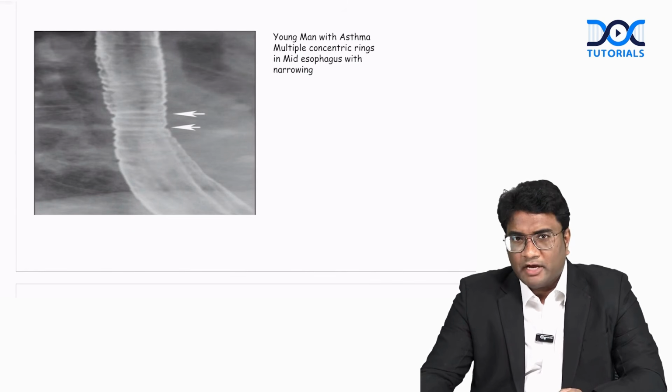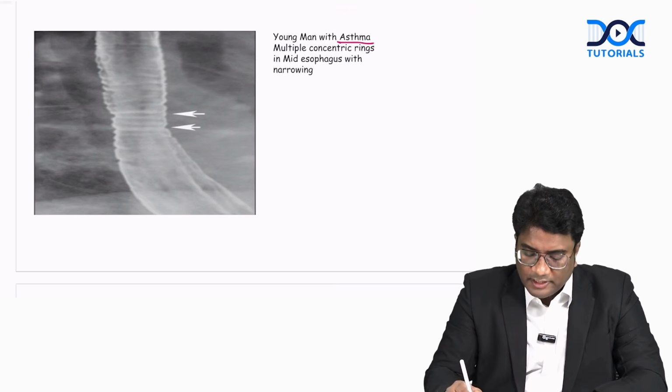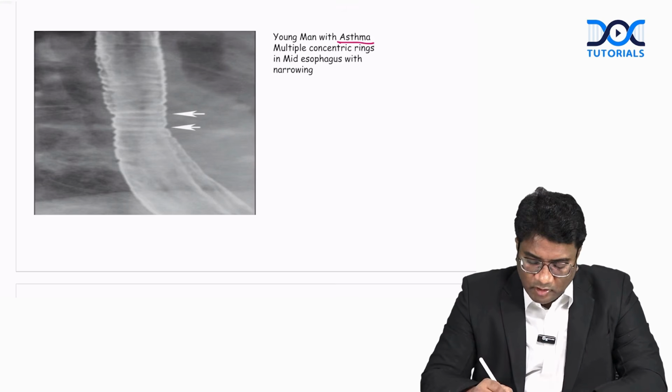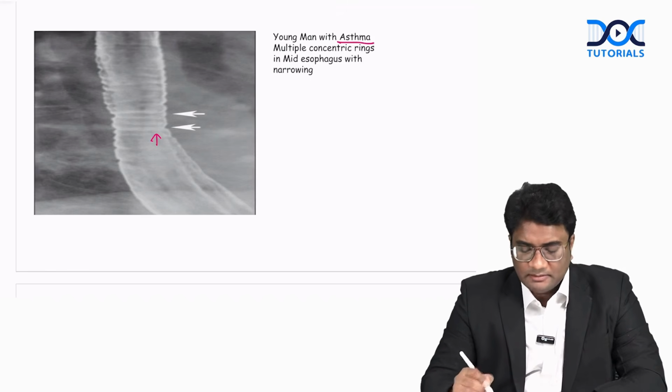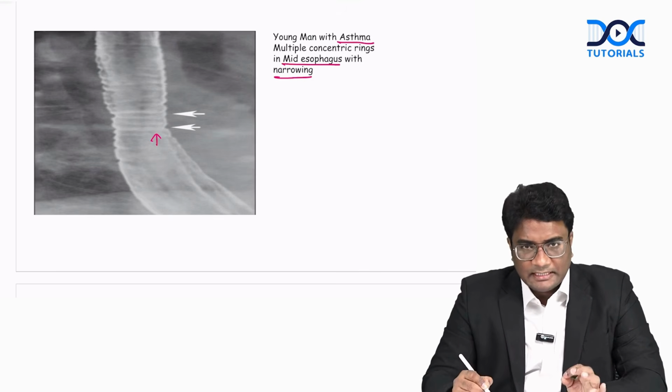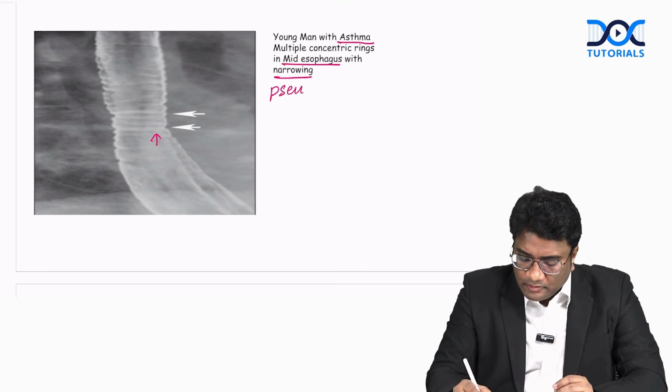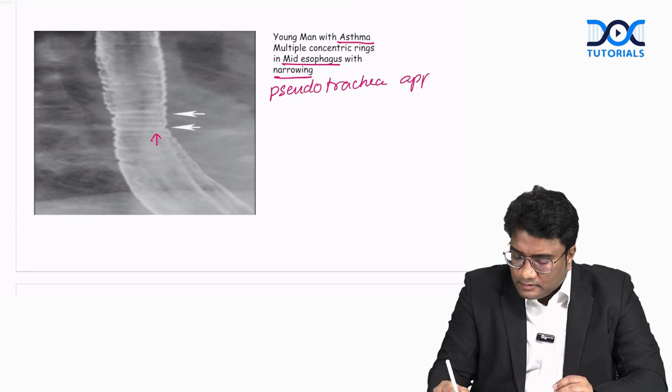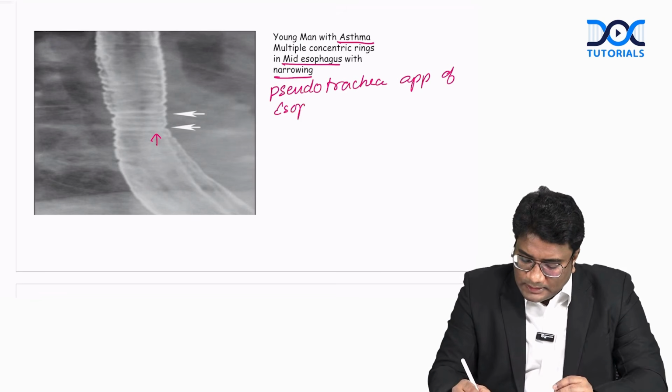But instead, if you have a young male with asthma or any atopy showing multiple concentric rings, as you can see in this image, in the mid-esophagus with narrowing and strictures, giving a pseudotrachea appearance of the esophagus, this is suggestive of eosinophilic esophagitis.